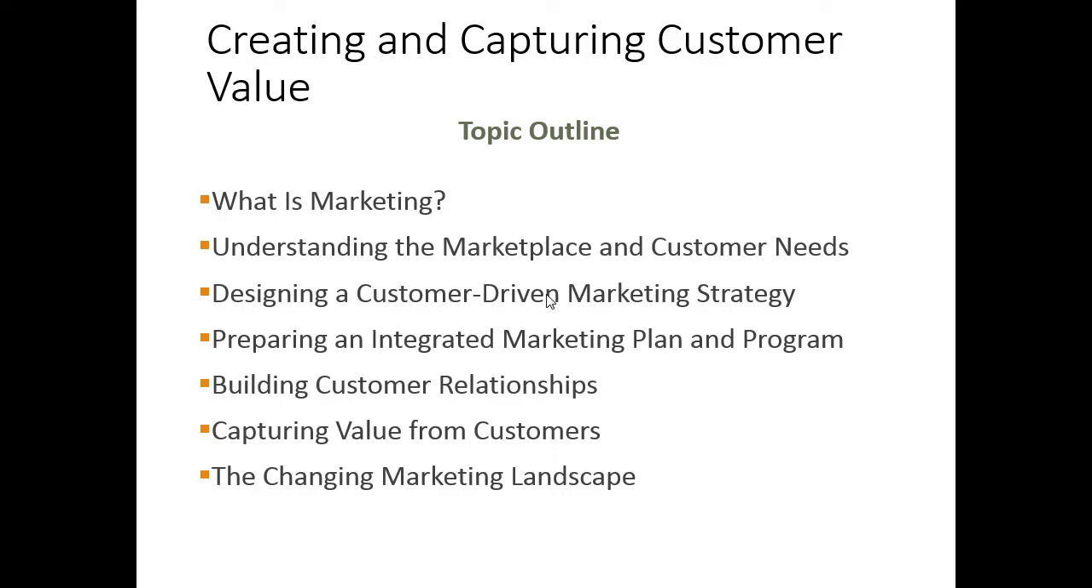So in this chapter, we'll define formally what marketing is, and I think we even talked about some of that the first few days of class. We'll talk about the actual marketplace and what these customer needs are, and contrast the difference between needs and wants. Then we'll talk about how you design a customer-driven marketing strategy, and how you have an integrated plan and program. Integrated meaning each hand knows what the other one is doing.